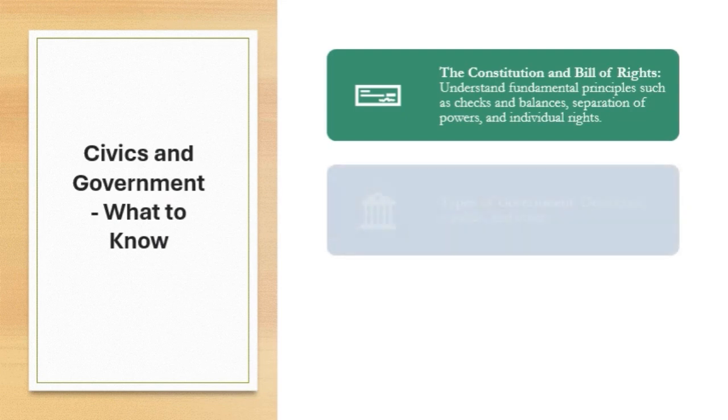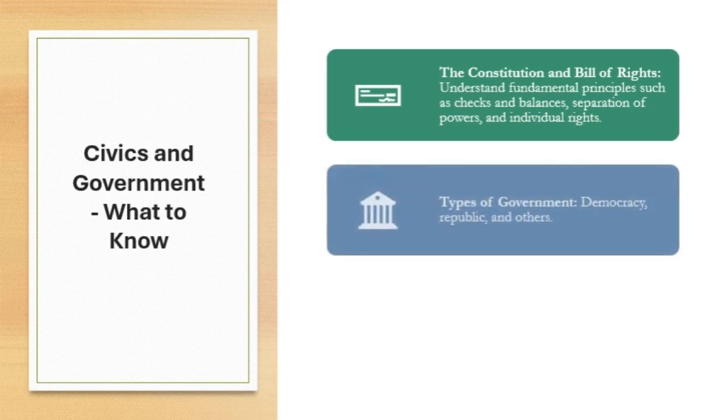Separation of powers, the division of government responsibilities into different branches to prevent any one branch from gaining too much power. Individual rights, the rights guaranteed to citizens by the Bill of Rights, like freedom of speech, freedom of religion, and the right to a fair trial.